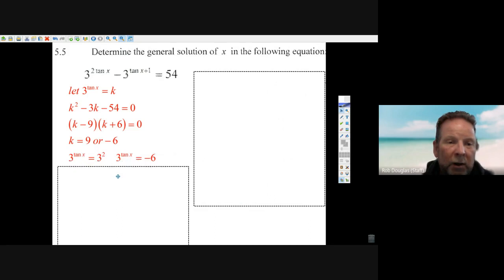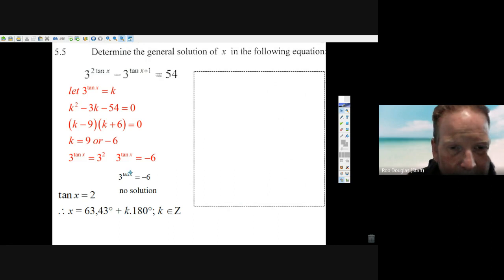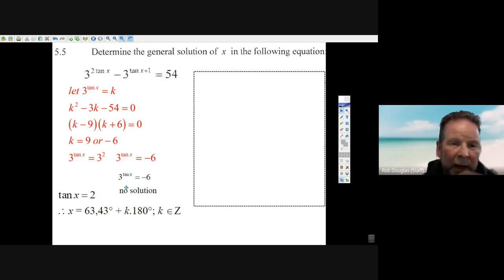Well, what you do is you go 3 to the tan x, that's what k is, equals 3 squared. So tan x must equal 2. Or tan x could equal minus 6. But that minus 6 there, you can't raise 3 to any power to equal minus 6. There's nothing you can raise the power of 3 to get minus 6, so there's no solution here. But here, tan x just equals 2.